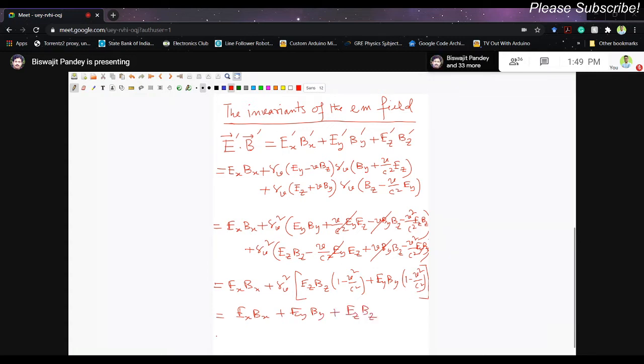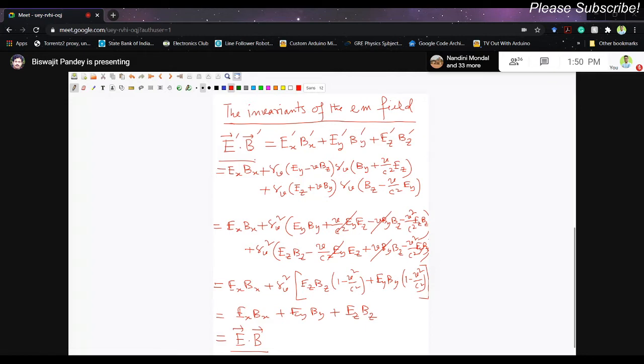So that is nothing but the dot product of the electric field and magnetic field in the unprime frame or the laboratory frame, right? So this and this must be equal. So this dot product remains the same. Now if you look at this, it can have several important implications, because in case of an electromagnetic wave, E and B are always orthogonal to each other, right? So E dot B will always be zero, cos 90 degrees is zero. In any electromagnetic wave, this will always be zero in any inertial frame.